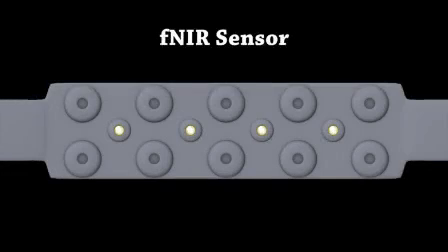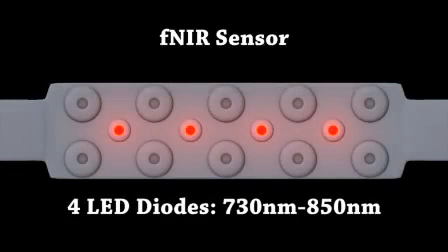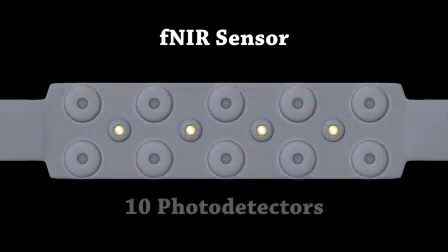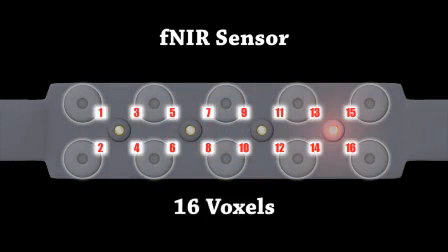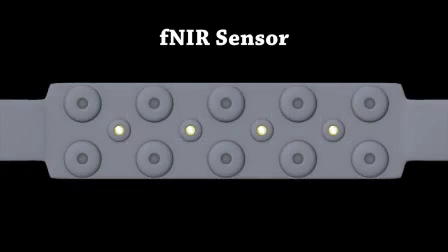The fNIR sensor pad used in the study contains 4 light-emitting diodes that shine non-coherent light at 730 nanometers and 850 nanometers. There are 10 photodetectors, and by shining LEDs in a sequential order along with using surrounding detectors, 16 measurement locations, voxels, are being sampled at each scan. This includes light intensity measurement of 2 different wavelengths, and also a dark measurement for ambient light totaling 3 channels for each measurement location. So in total, there are 48 channels recorded from the scan.